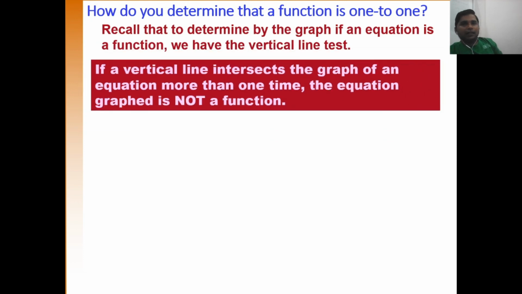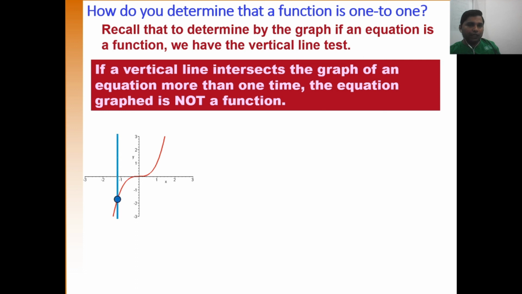Recall that to determine from the graph if an equation is a function, we have to do the vertical line test. If you want to figure out whether it is a function or not, we're not talking about 1 to 1 or many to 1 function. We're here talking about whether a curve is a function or not. So for that there is a vertical line test.